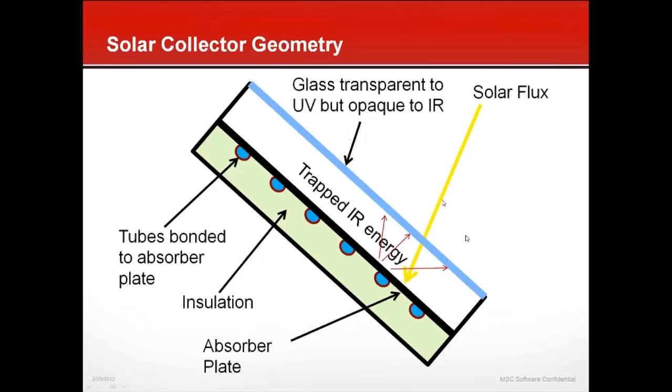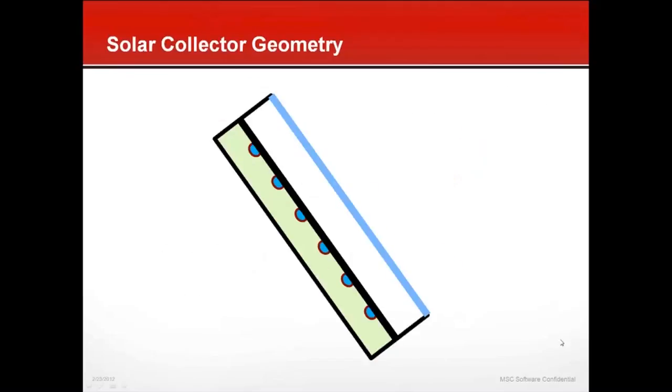this infrared energy, because when the sun hits the black absorber plate and radiates this IR energy, the transparent plate may be transparent to UV, but it's pretty much opaque to IR. So the IR energy gets trapped in here, or greenhouse effect, and it minimizes our convection losses. And then we have tubes bonded to the back of this with water flow in the tubes and insulation on the back to keep the heat loss out the back.